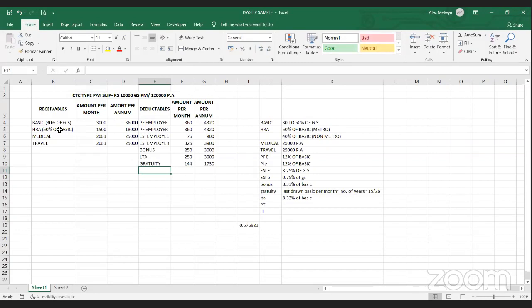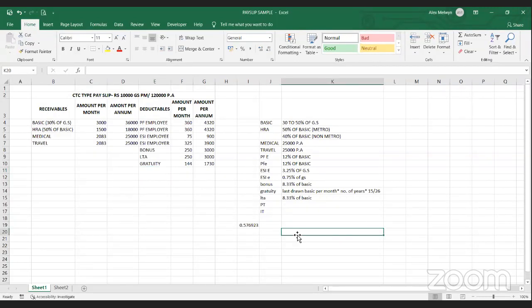The first step you have talked about is you brought all the receivables in one side, and then you write all the deductibles in one side where you had all the PF employee, employer share, ESI employee, employer share, bonus, LTA, gratuity. Everything has been added. The next step, what you have to do is you need to calculate the variable component. How to calculate the variable component?